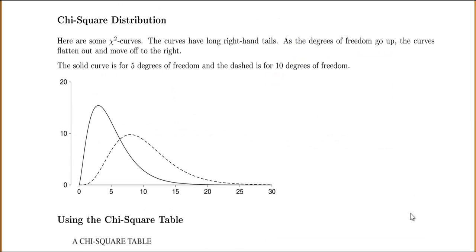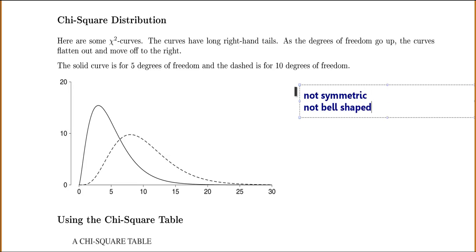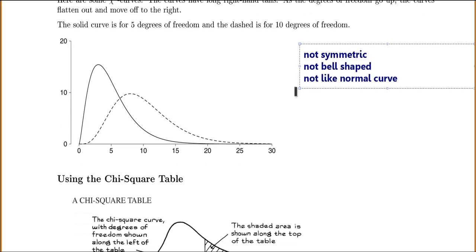So first, to use the chi-square test, you need to know how to use the chi-square distribution. So here are some examples of two chi-squared curves. The curves have long right-hand tails. Notice they are not symmetric. They are not bell-shaped. So in other words, they're nothing like the normal curve. That's okay. We can use other curves that don't look like the normal curve. There's nothing wrong with that.